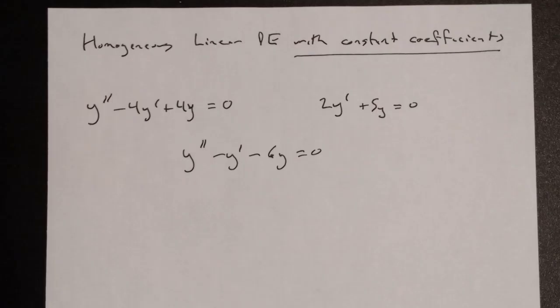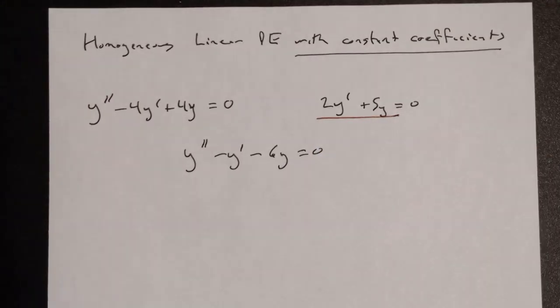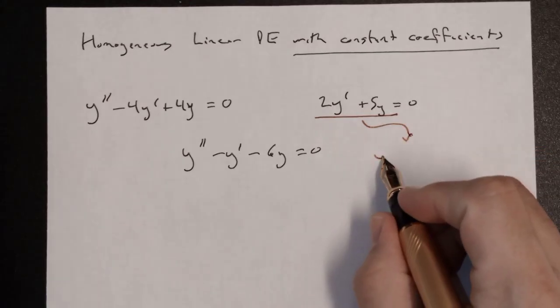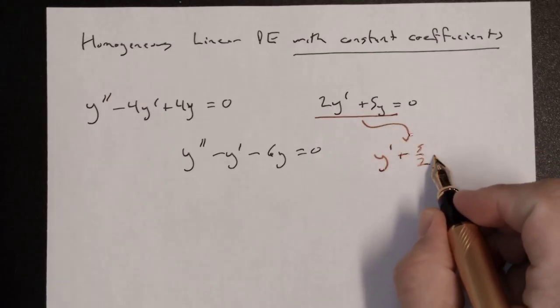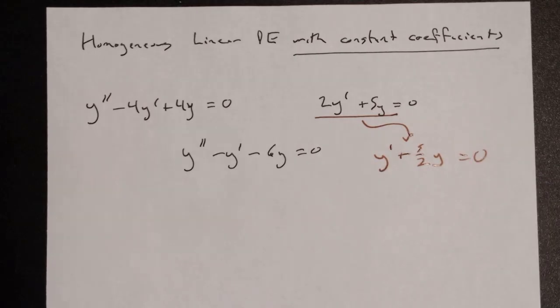Now here's the best part. Out of the three equations that I put up here, two of them are second order, one of them is first. I know how to solve this one. That's a linear first order differential equation. It's 100% solvable with an integrating factor. All I have to do is rewrite that: y prime plus 5 halves y equals 0.